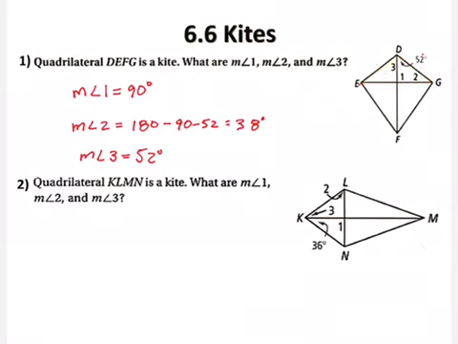Essentially what we have up top here are two congruent smaller triangles. All right, question 2. Quadrilateral KLMN is a kite. What are the measures of angle 1, 2, and 3? All right, so similarly, angle 1 is really easy to find. We know that the diagonals of a kite are perpendicular, so angle 1 is 90.